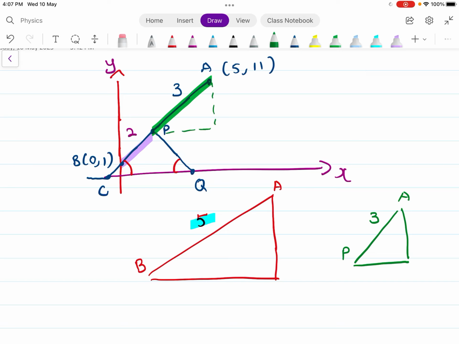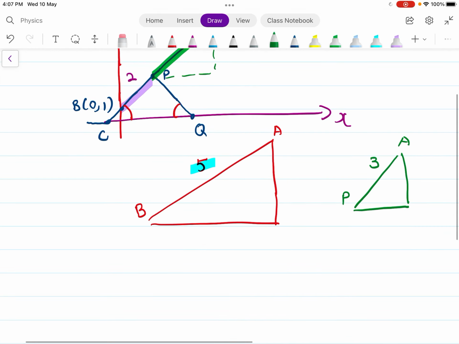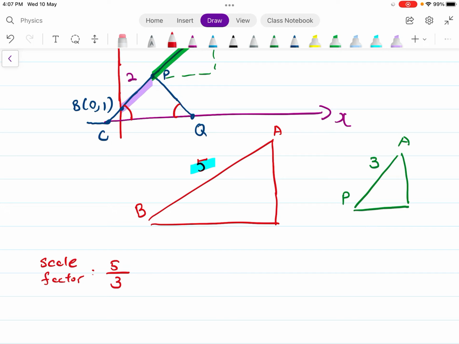Let me sketch a bit. So AP is 3. Next we'll find the scale factor, meaning how much bigger the big triangle is compared to the small triangle. The scale factor will be 5/3. The big triangle is 5/3 times bigger than the small triangle, so each length will be 5/3 times bigger than each length of the small triangle.